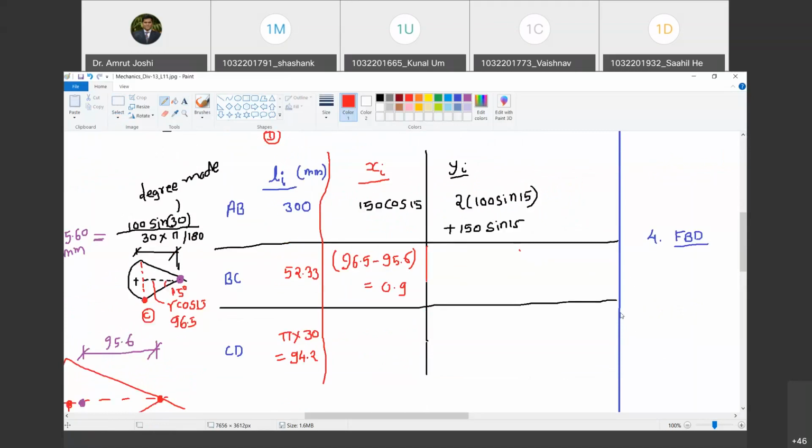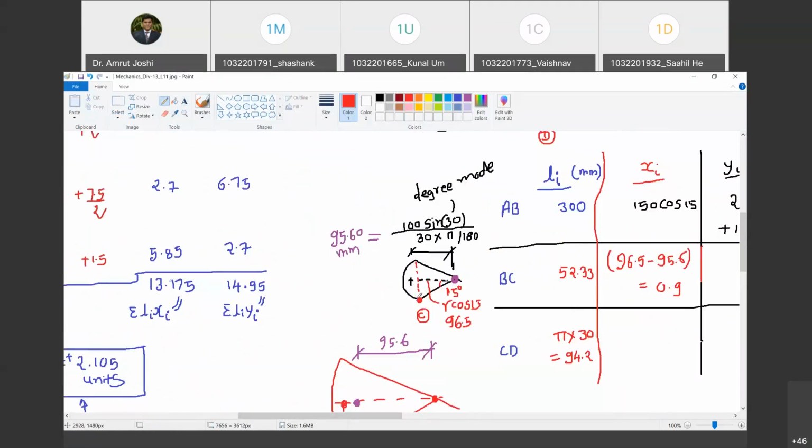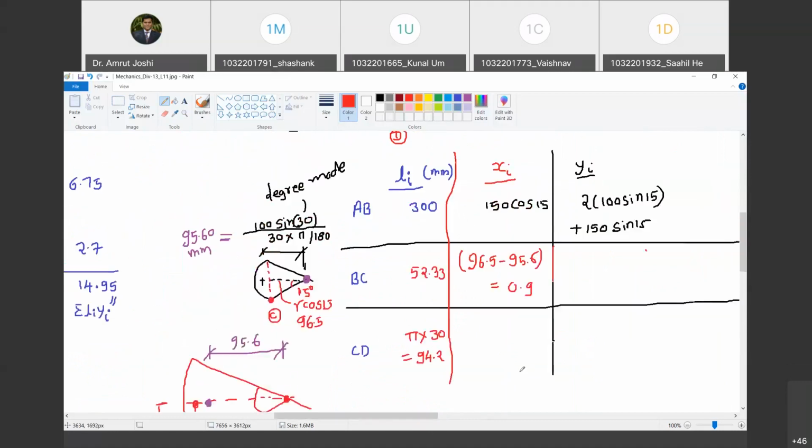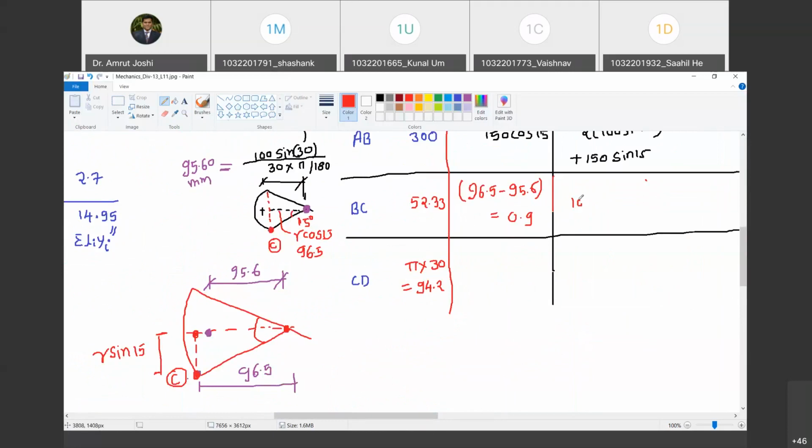Okay. Now let's go ahead. What is yi? As I already said, the yi lies on the line bisecting the angle subtended by the radii vector. So this is yi. Do you agree with me? And how do I calculate that? That is easy. It is r sine 15. Have we calculated r sine 15 already? No. So we will simply write it as 100 sine 15. And it is above C, therefore it is going to be positive. I hope you have understood this.